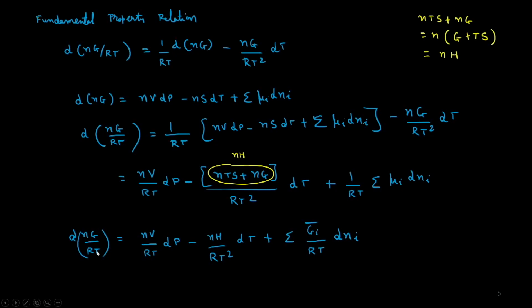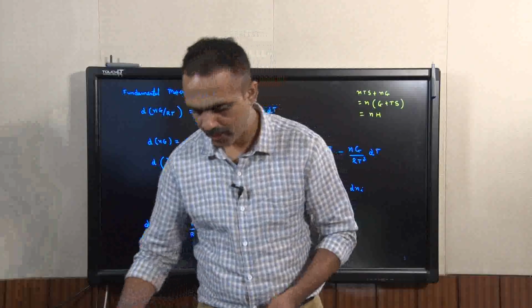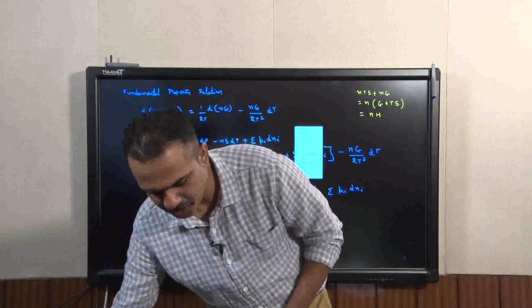This is going to be our fundamental property relationship in terms of G as the generating function. So we'll take this relation, d of nG over RT is nV by RT dP minus nH by RT square dT plus sigma over i Gi bar by RT dNi.